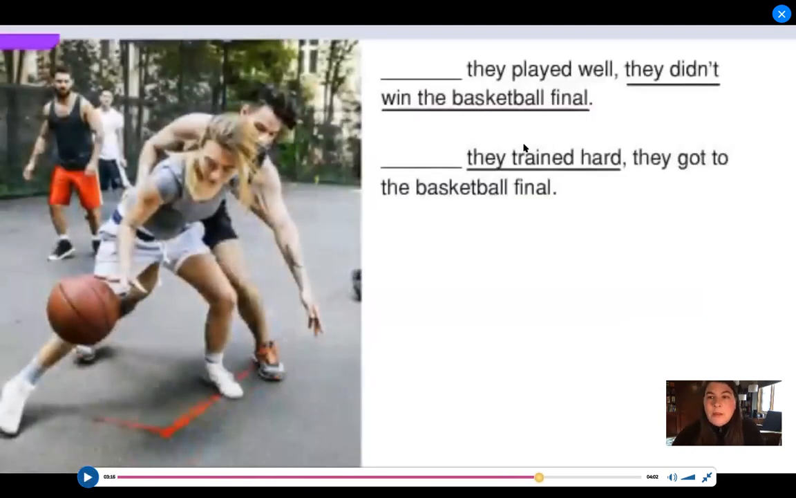Okay, let's check. They played well, but they didn't win the basketball final. So played well is a positive idea. Didn't win is negative. So there we need the although. Although they played well, they didn't win.